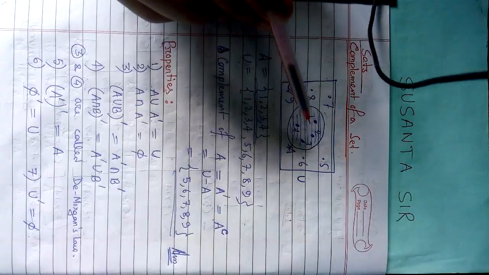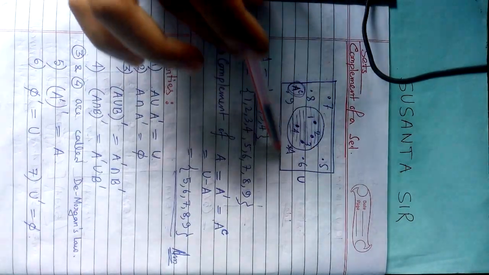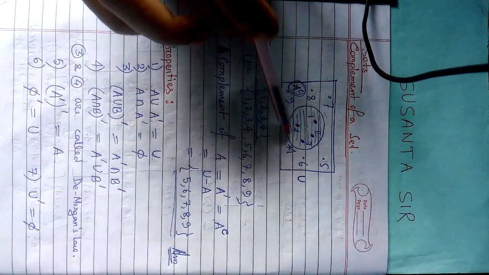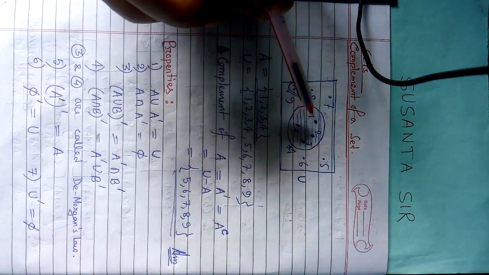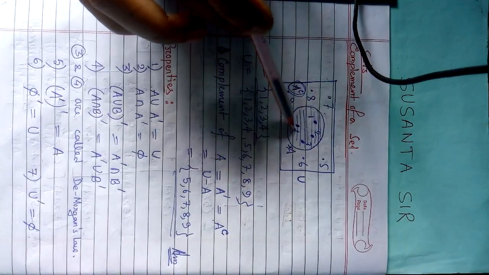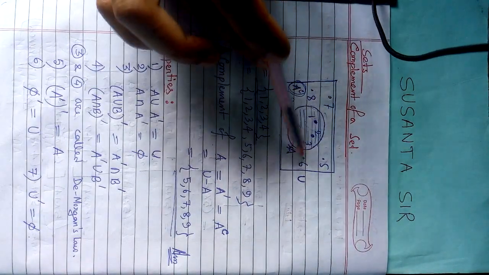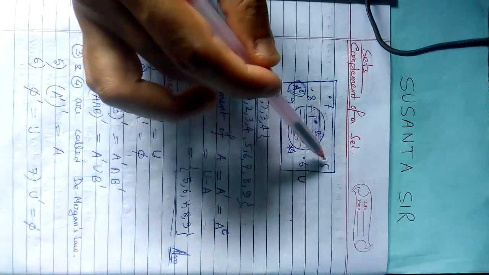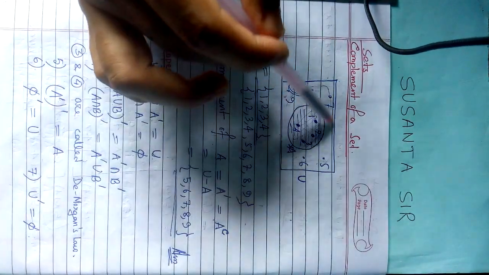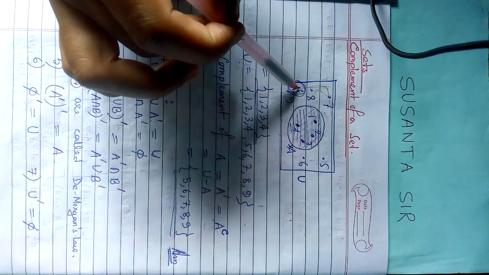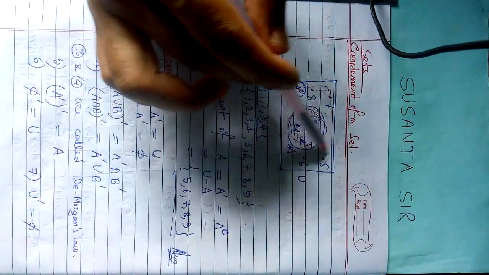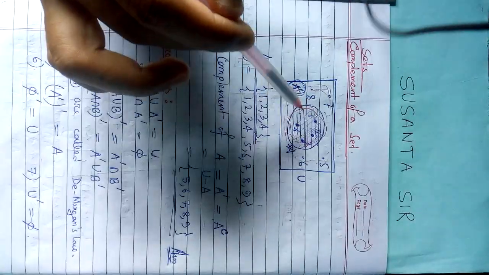See, complement of a set. I am starting from the example. This is a Venn diagram. That is the universal set, and this is A. The circular portion is A. A contains 4 elements: 1, 2, 3 and 4, and outside A the elements are 5, 6, 7, 8, 9. If this is called A, then outside A the remaining elements of U are called A complement.